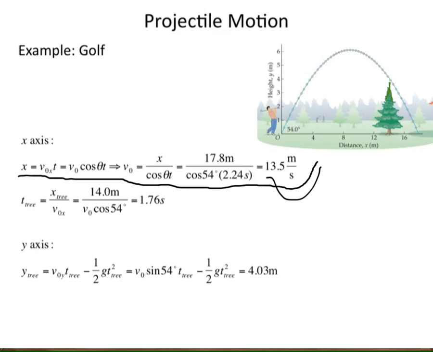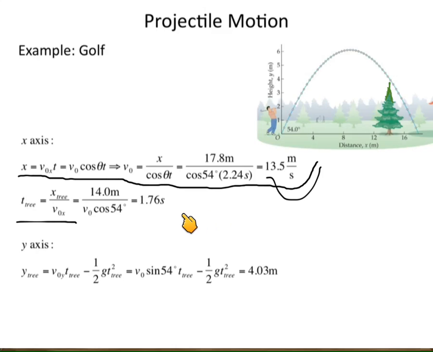And you can easily get the time it takes the ball to reach the top of the tree, right? From this. Because you know the location of the tree, and it is given by us, 14 meters per second. And if you divide this by the velocity in the x direction, it's just v0 times cosine 54 degrees, and v0 you just calculate as 13.5 meters per second. You can calculate the time of flight to reach the top of the tree as 1.76 seconds.